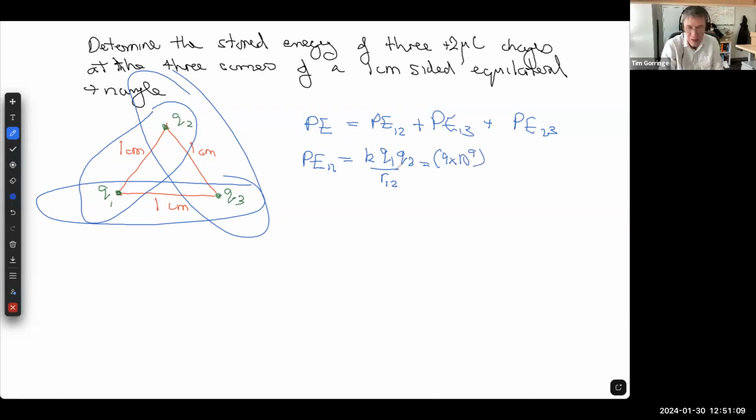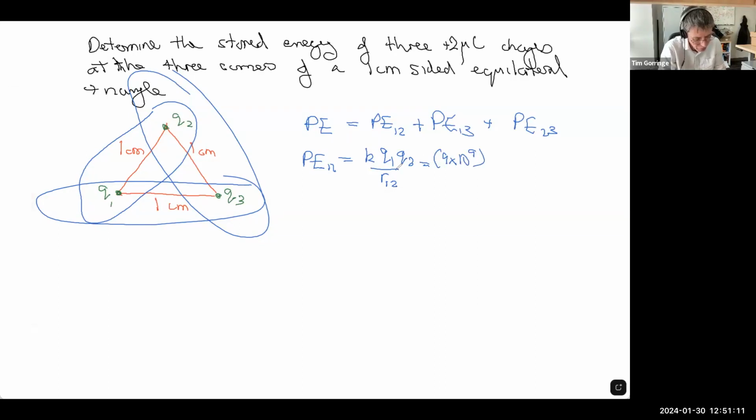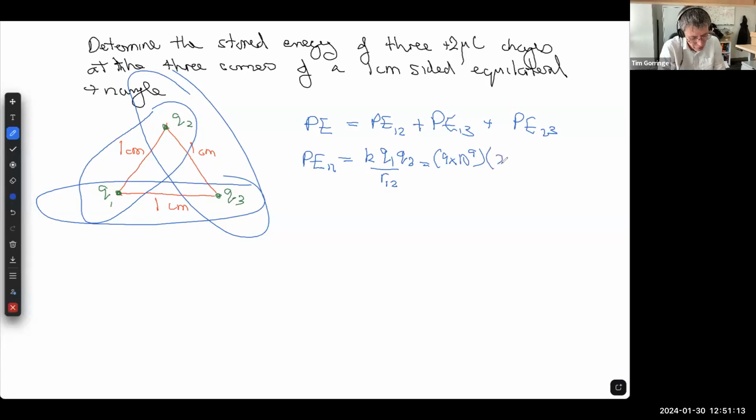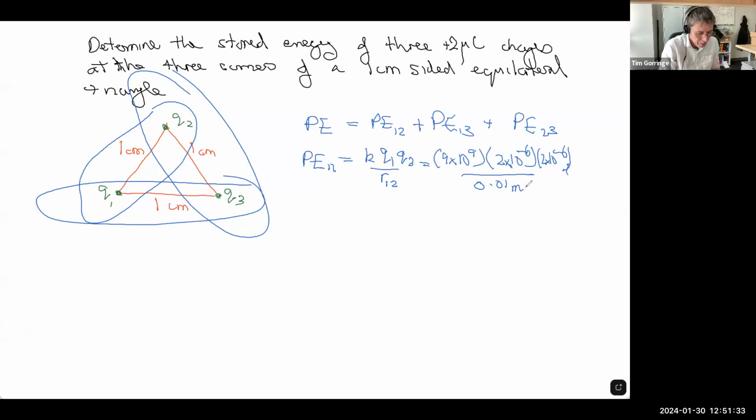I've got 9 times 10 to the 9 Newton meters squared per Coulomb squared, the Coulomb constant. I've got 2 times 10 to the minus 6, microcoulombs. I've got another 2 times 10 to the minus 6, microcoulombs. And then in the denominator, I've got the separation between the charges is 0.01 meters. It's 1 centimeter.